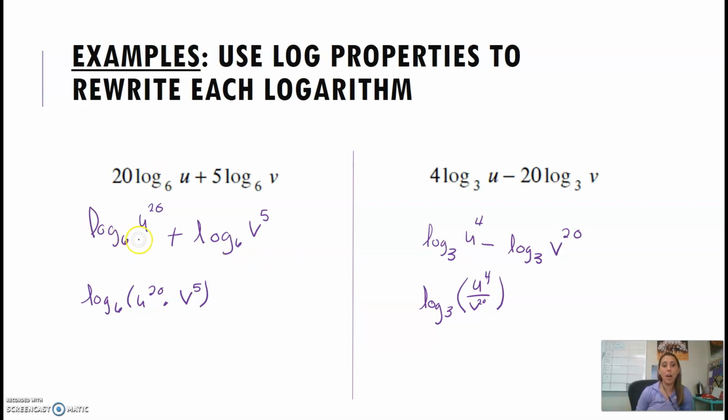So I got log base 6 of u to the 20th plus log base 6 of v to the 5th. Then I condensed it even further, and I got log base 6 of u to the 20th times v to the 5th. And then I did the same thing over here. I did the reverse power rule, and I got log base 3 of u to the 4th minus log base 3 of v to the 20th. And then I condensed it down to just one log, and I got log base 3 of u to the 4th over v to the 20th.